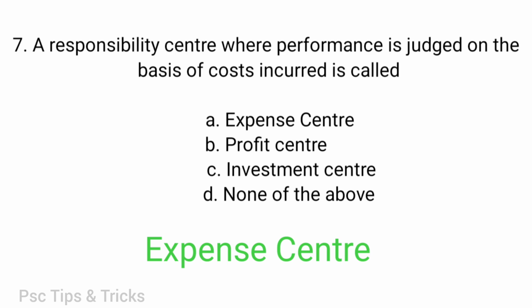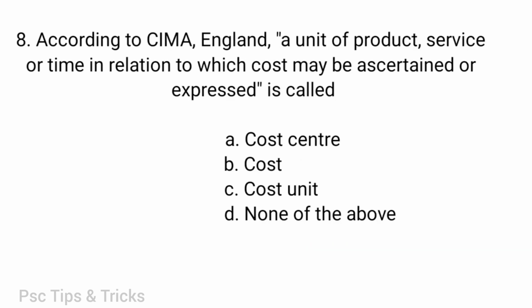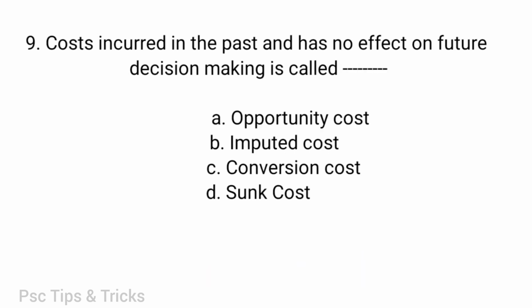Expense center. According to CIMA England, a unit of product, service or time in relation to which cost may be ascertained or expressed is called cost center, cost unit, none of the above. Cost unit. Cost incurred in the past and has no effect on future decision making is called dash. Opportunity cost, imputed cost, conversion cost, sunk cost. Sunk cost.